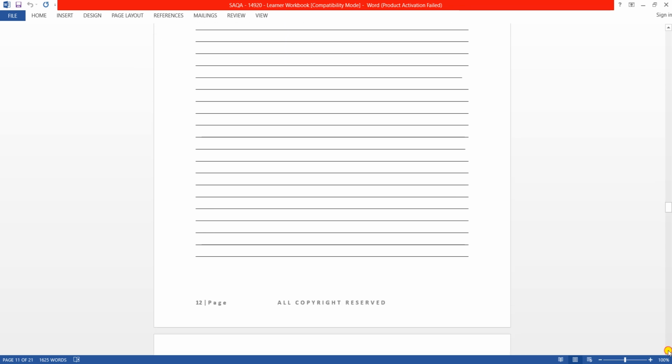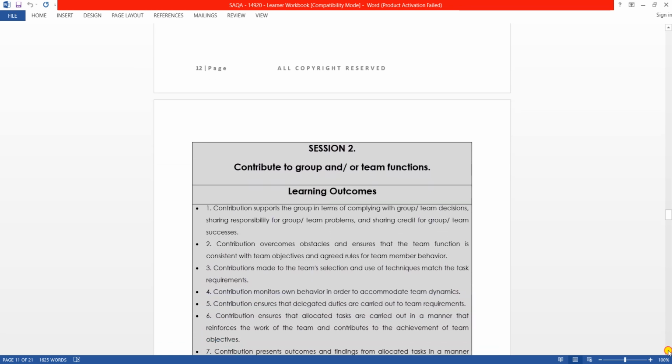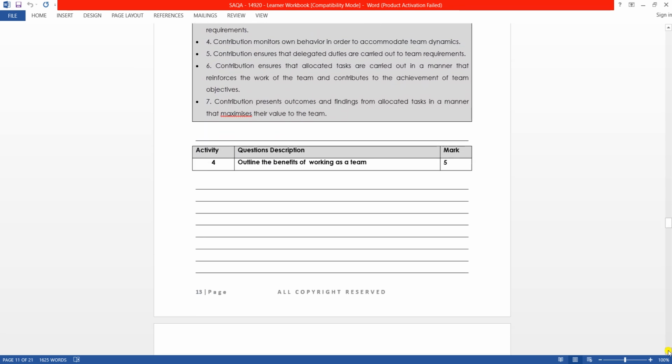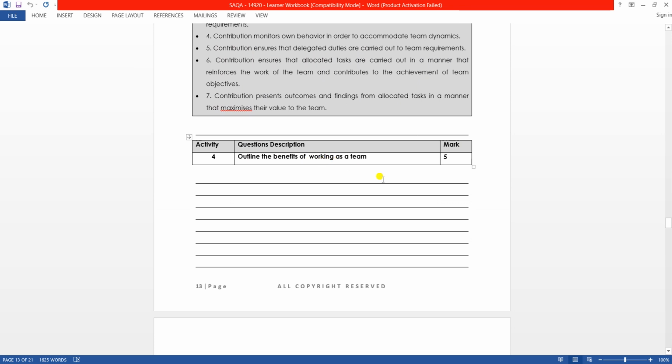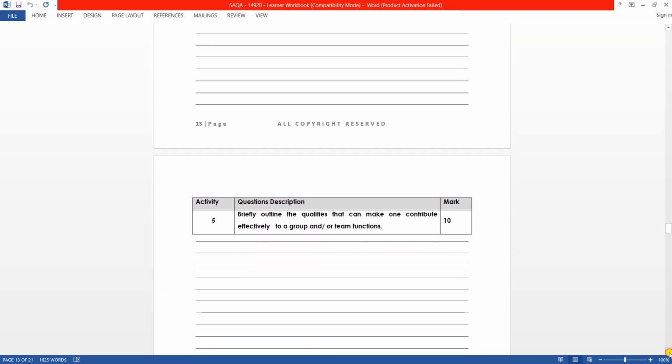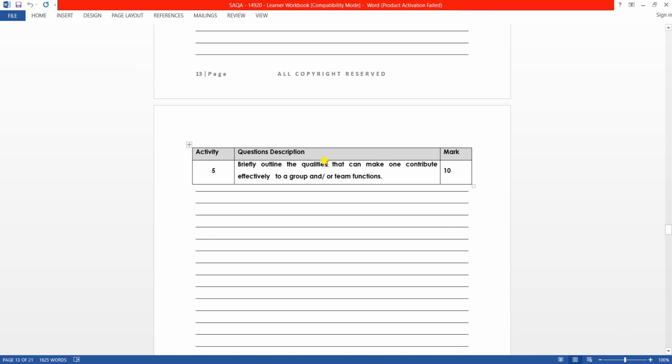And for session 2, activity 4, you need to outline the benefits of working as a team. That's for 5 marks. And activity 5, you need to outline the qualities that can make one contribute effectively to a group and a team function. That's for 10 marks. Remember, mark allocations are important. You need to adhere to mark allocations. I'll emphasize that, more especially where there are marks given.